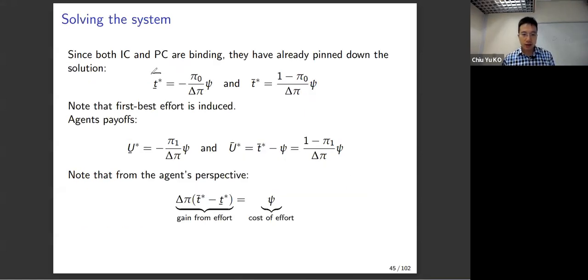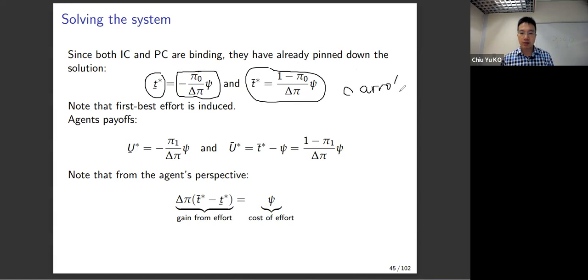For the low type, you use the stick, you take away the money. If they do good, you give a carrot. So this is the carrot, this is the stick. What we're doing is, if you do good, I give you some surplus, a carrot. And if you do badly, I use the stick.